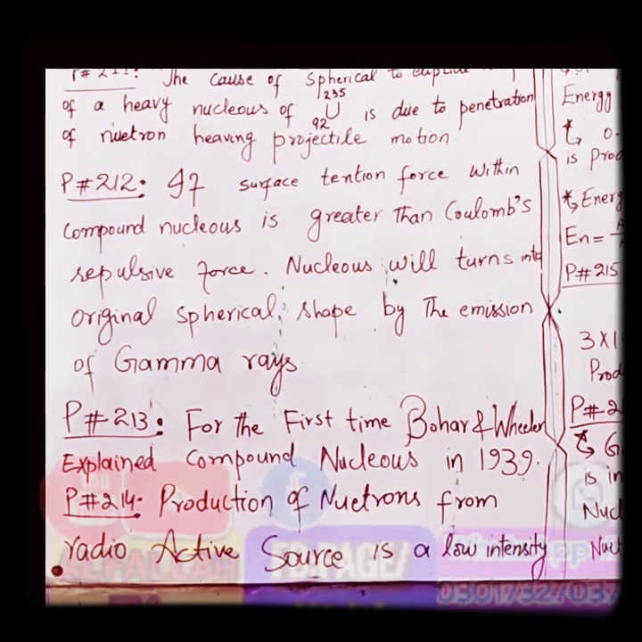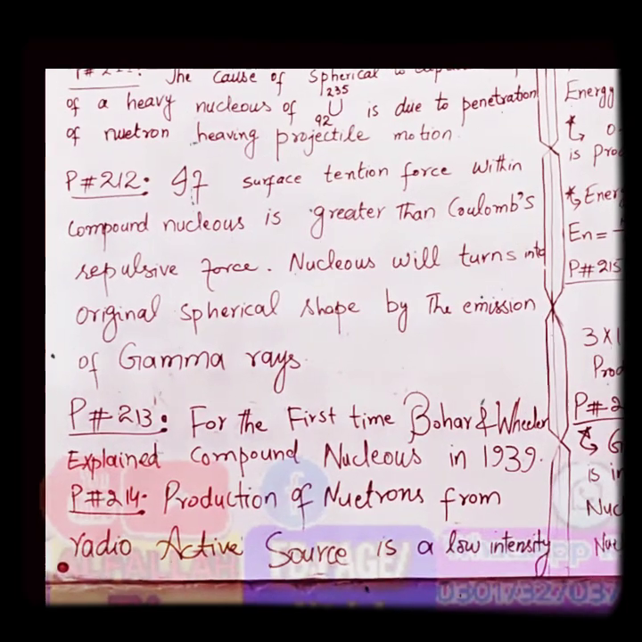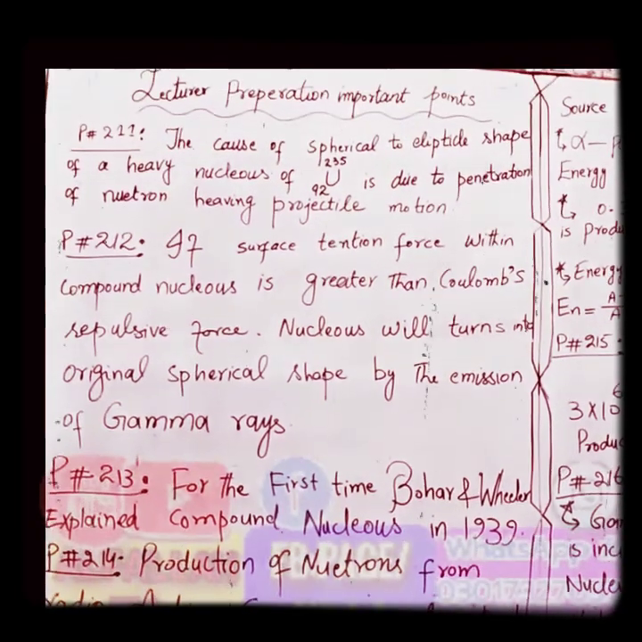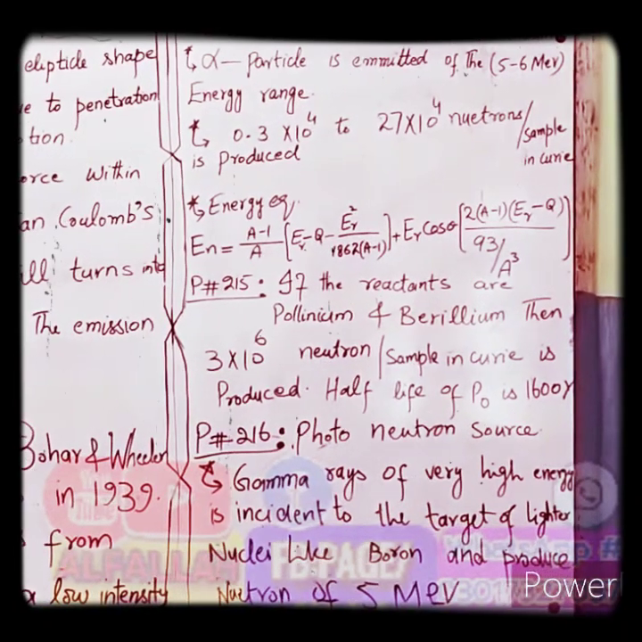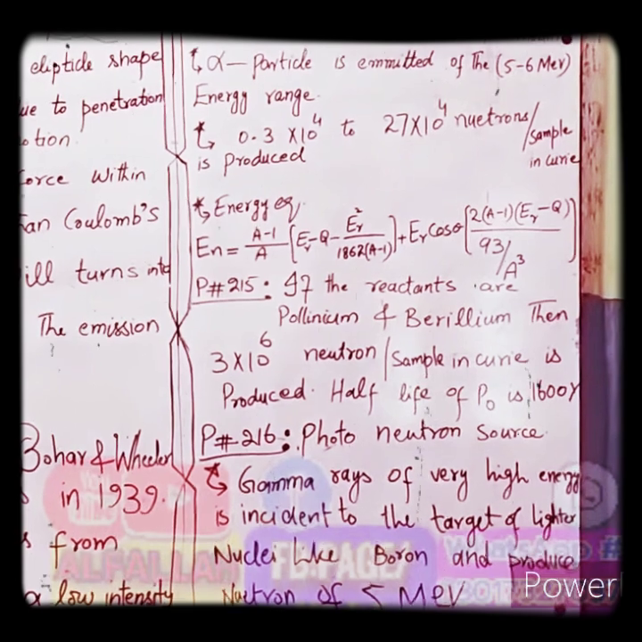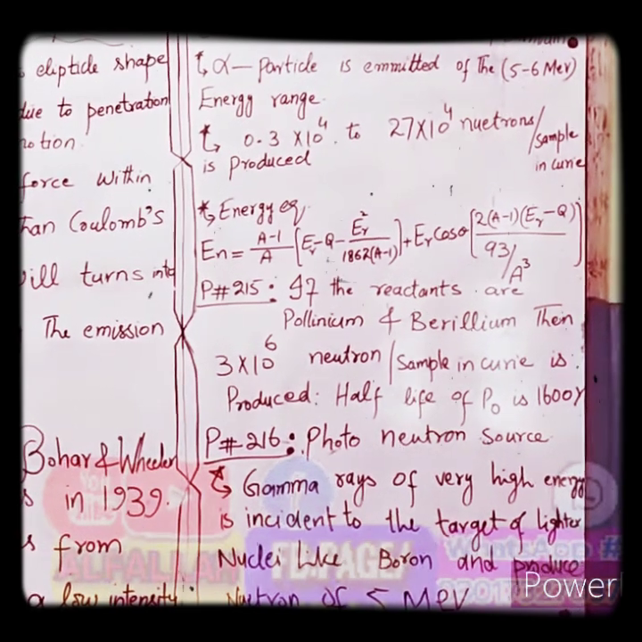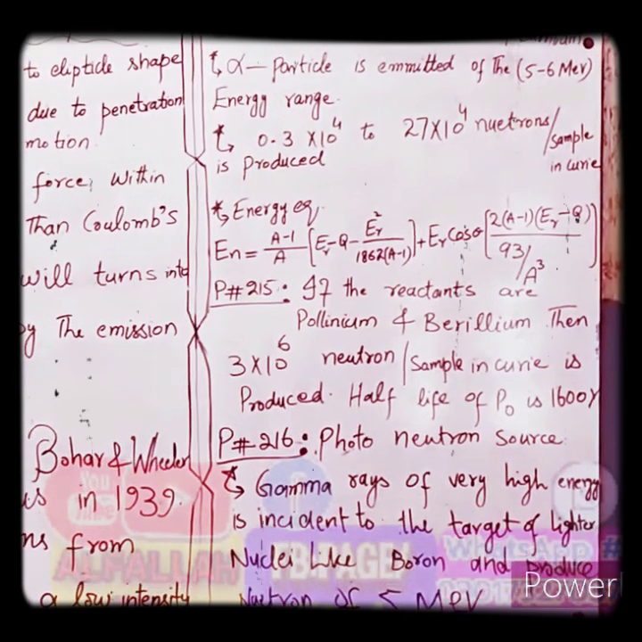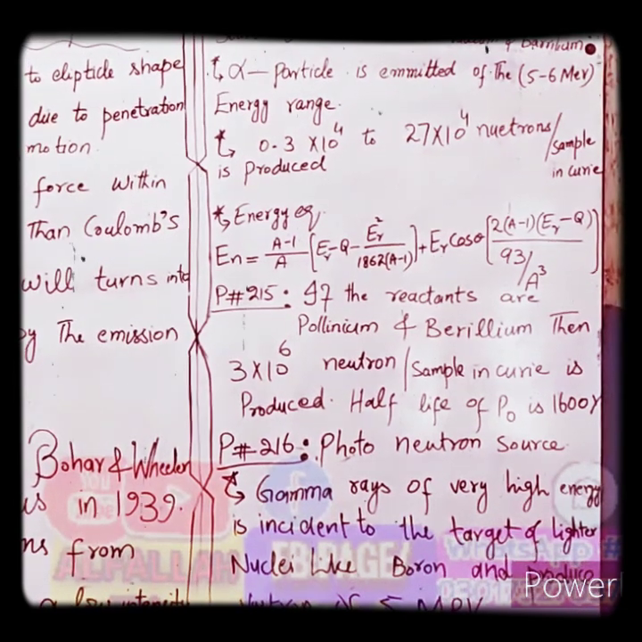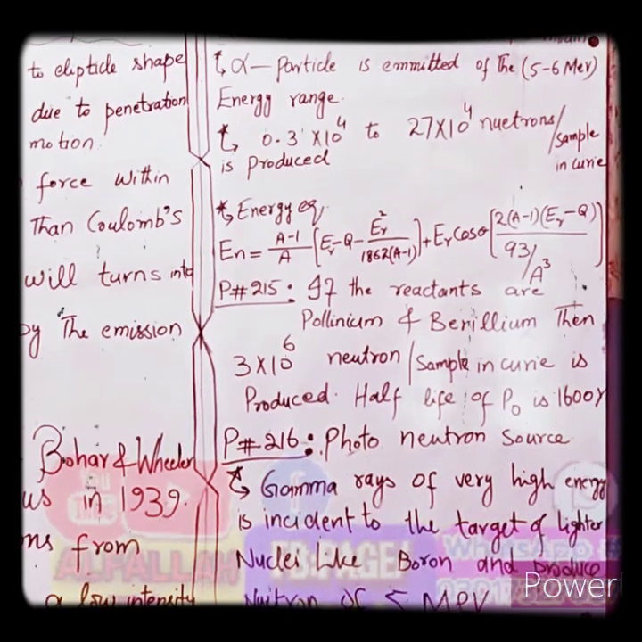Point number 214: production of neutrons from a radioactive source is a low intensity source. Its reactants are radium and beryllium. Alpha particles are emitted in the 5 to 6 megaelectron-volt energy range. 3 multiplied by 10 raised to power 4 to 27 multiplied by 10 raised to power 4 neutrons per sample in curie are produced.